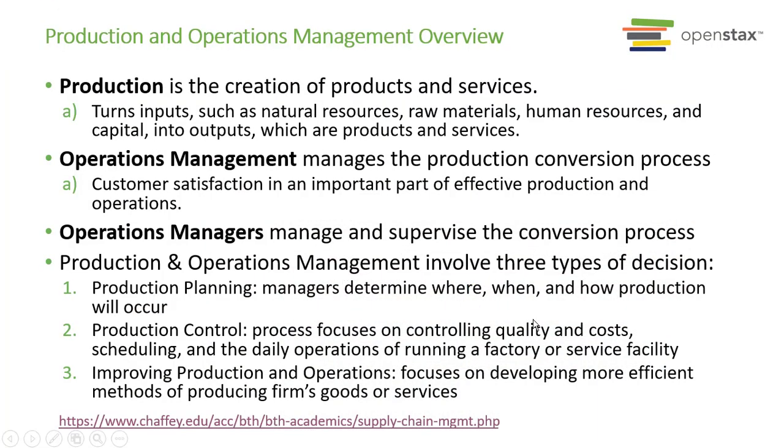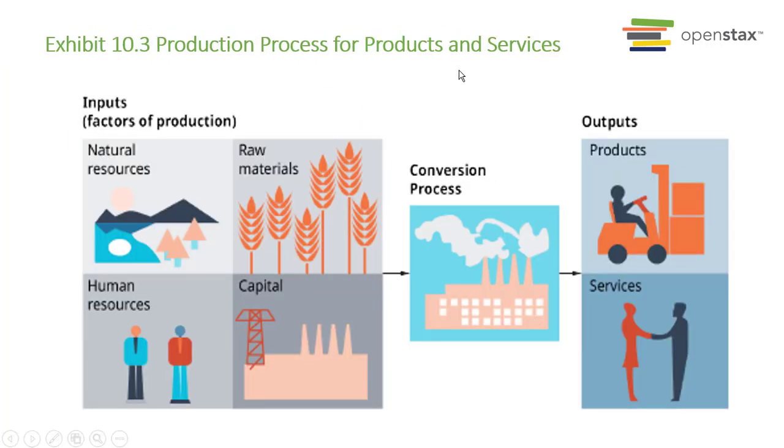So, moving on now to a visual representation of the production process. There it is. You've got your inputs, factors of production: natural resources, raw material, human resources, and of course capital. You've got the conversion process, and then of course the output, either product or service. Nice little visual here for us to grasp this.